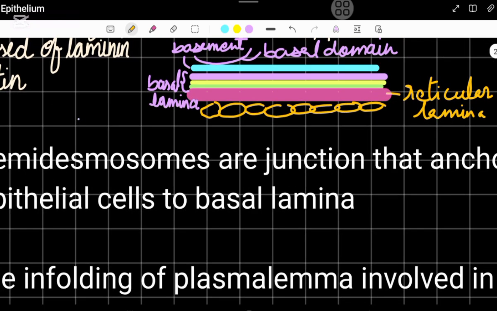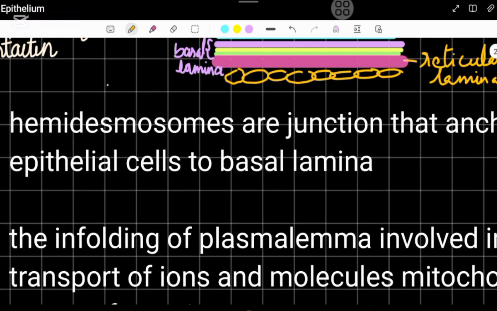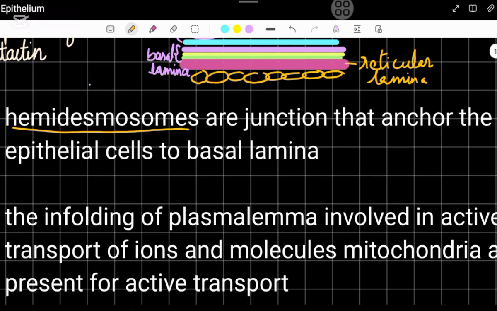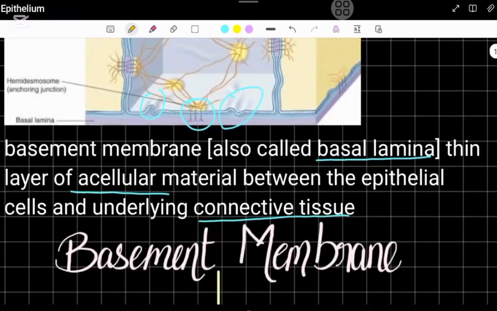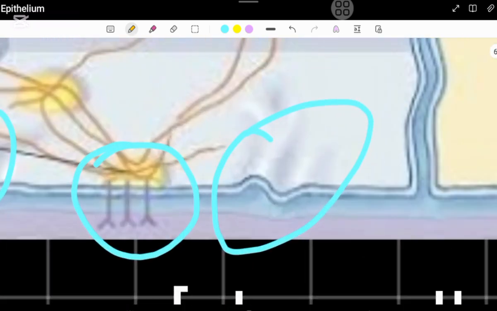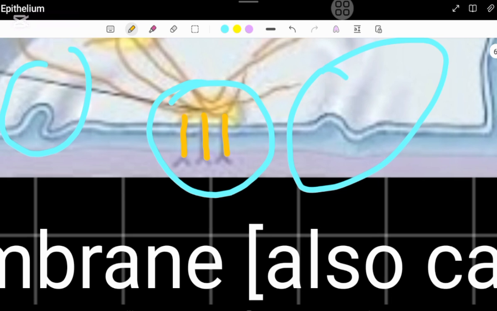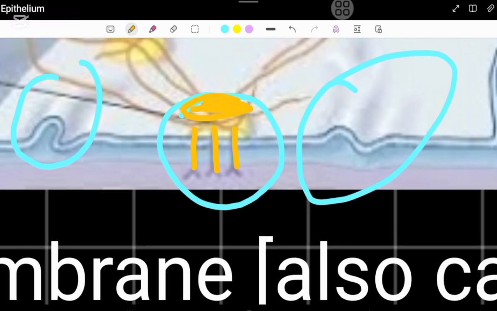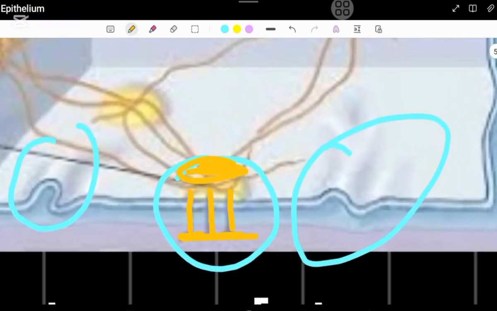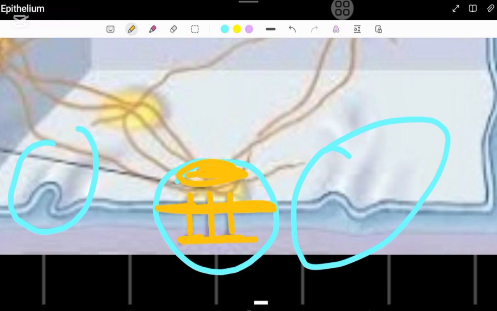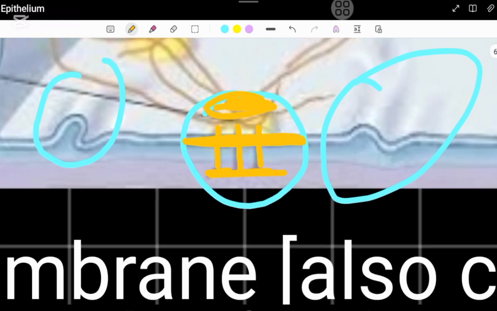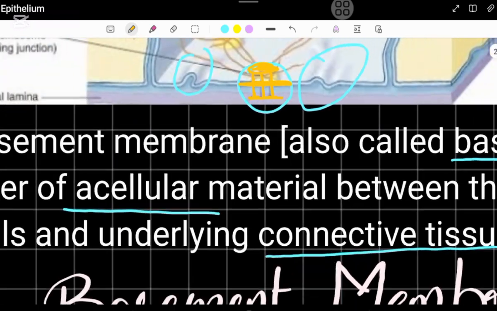Coming to the fact that the basal domain contains hemidesmosomes, which are the junctions we have discussed in the other lecture, that anchor the epithelial cells to the basal lamina. Let me show you this. See, these are our hemidesmosomes. This is our epithelial cell surface, and this is our basement membrane. This is our basal domain. So they are linking the epithelial cells to the basement membrane.